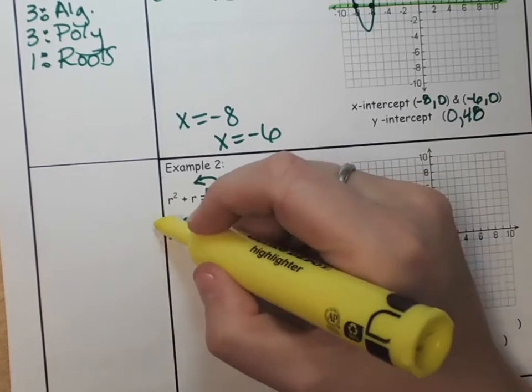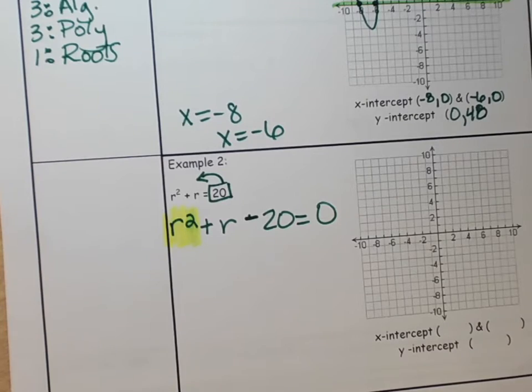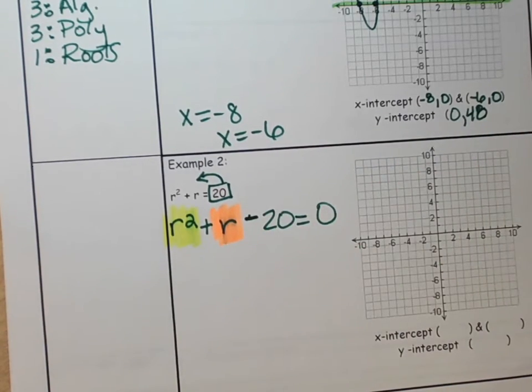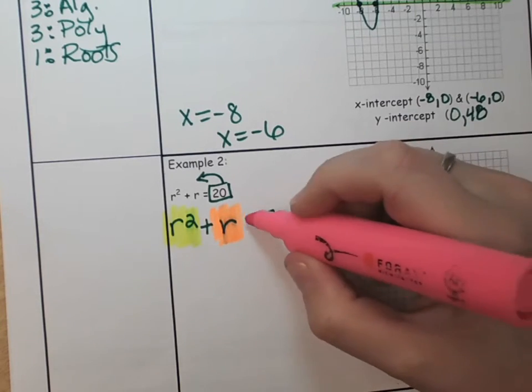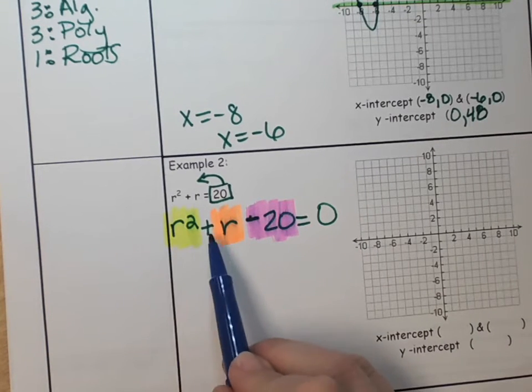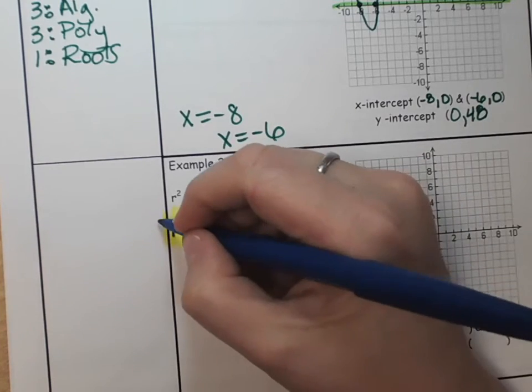The r squared is the same as our x squared, so that is our a. Our b is our r, and our c is our negative 20. Don't forget what numbers are in front of both of these r's. Even though we don't write it, we always assume these are ones.